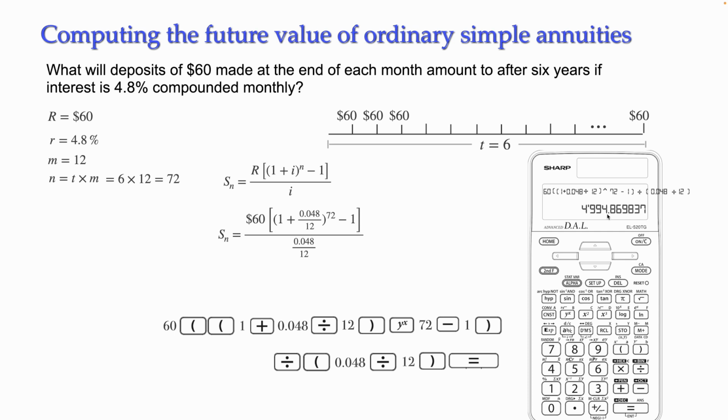4,994.869837. You can round it to two decimals, 4,994.87. So we can think that the deposit will amount to 4,994.87 at the end of the annuity. So that will be the future value of the annuity. So let's see another example.